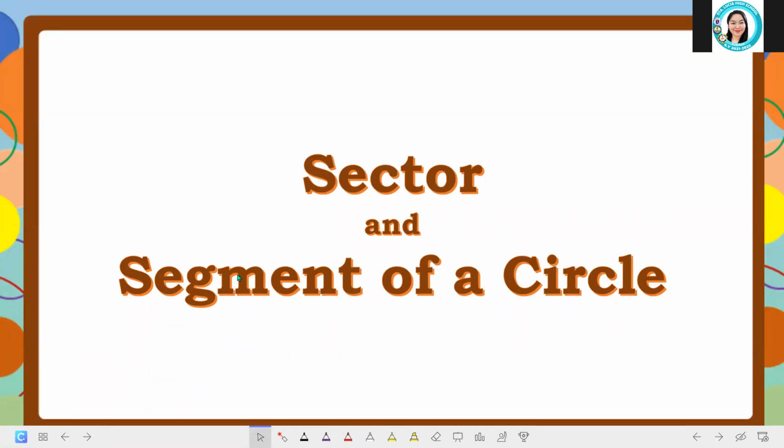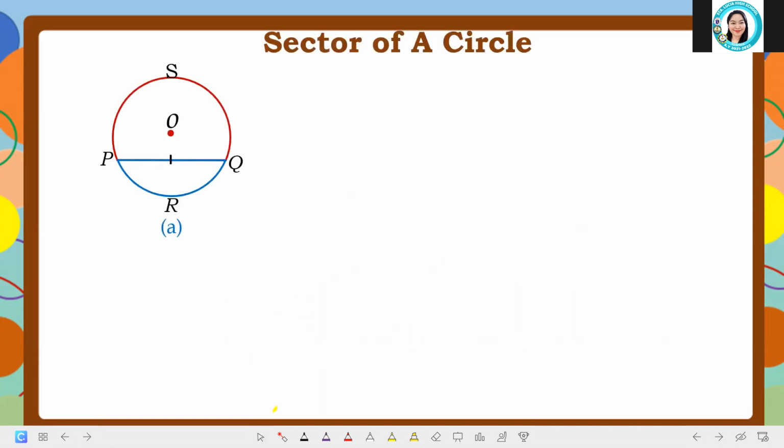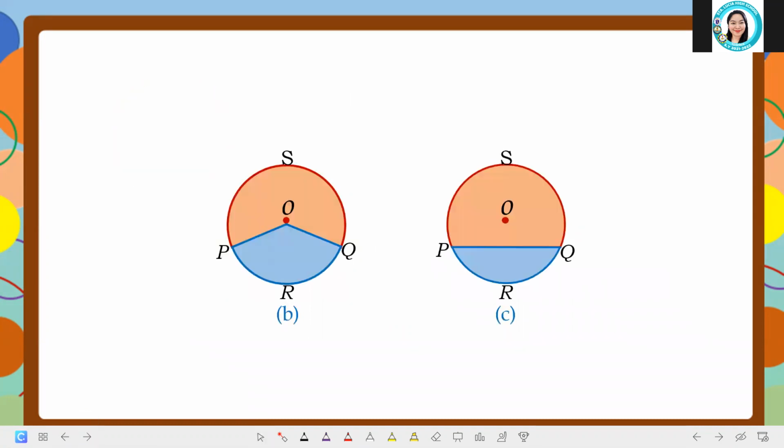So the PowerPoint is ready. So we're going to deal with sector and segment of a circle. So for the next slide, you'll see two different illustrations. So I got the figure on letter B and C, which is originally from the three figures I presented. So ito si B and ito si C.